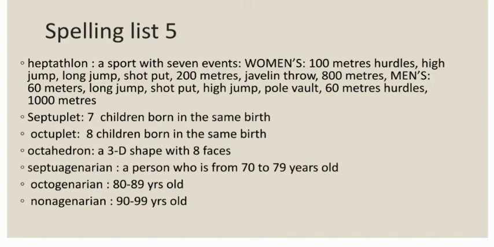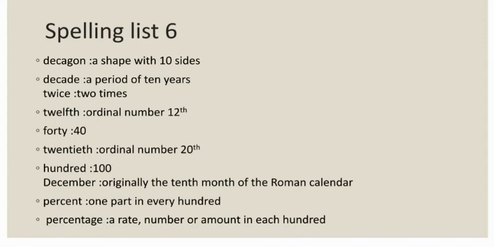Septuagenarian, a person who is from 70 to 79 years old. Octogenarian, 80 to 89 years old. And nonagenarian, 90 to 99 years old. We're going to go ahead and have a look at spelling list 6 as well. Decagon, a shape with 10 sides. Decade, a period of 10 years. Twice, 2 times. 12th, an ordinal number 12th.